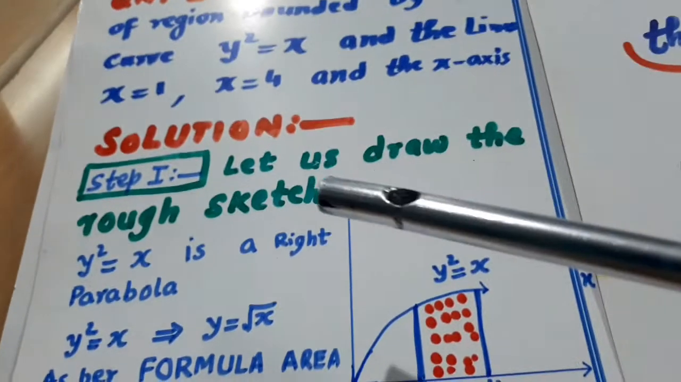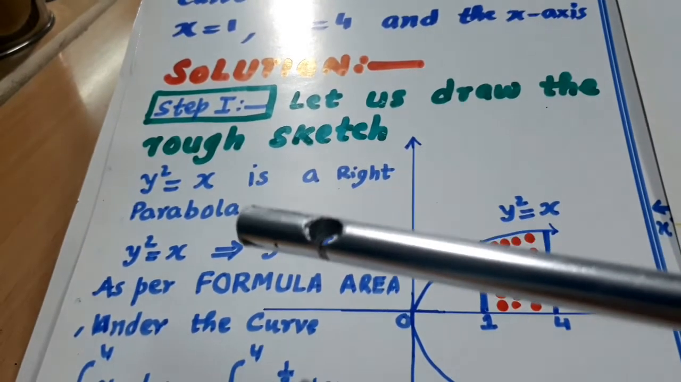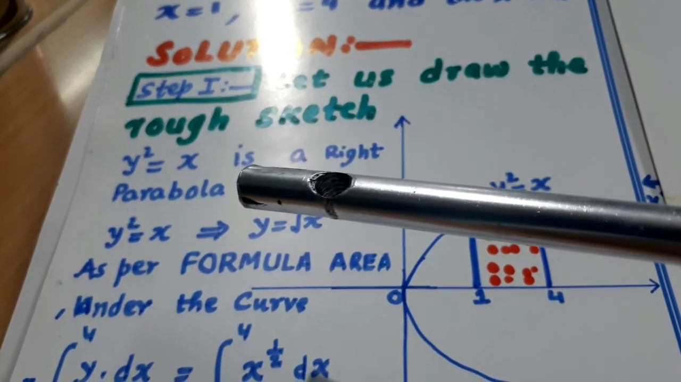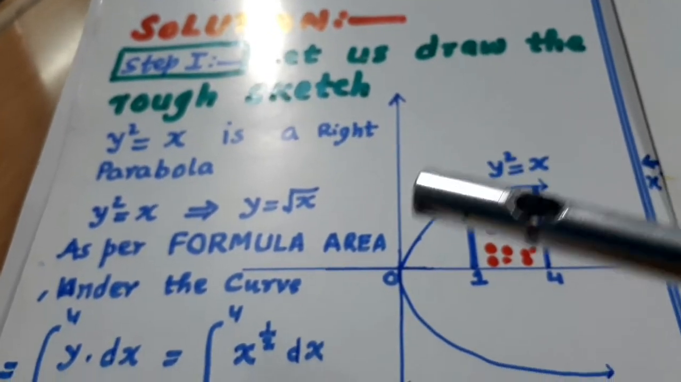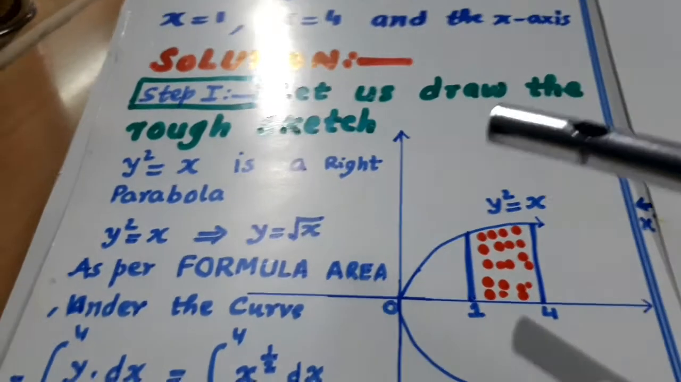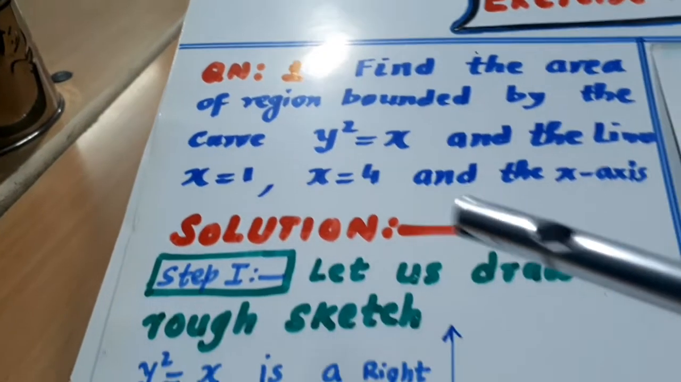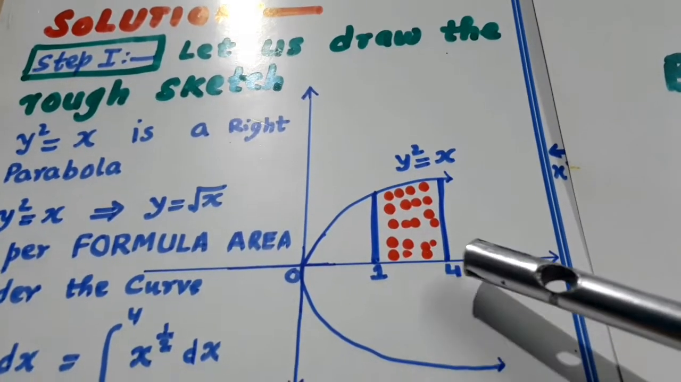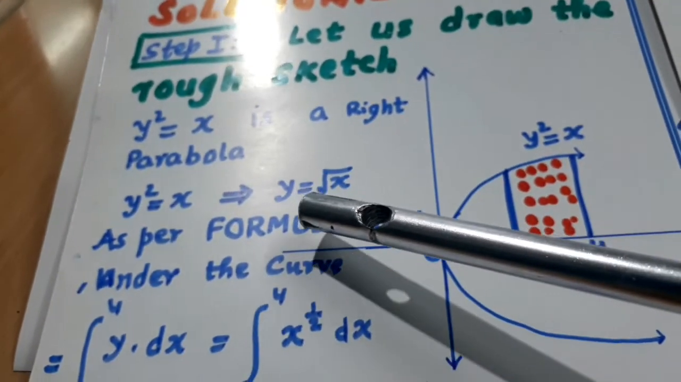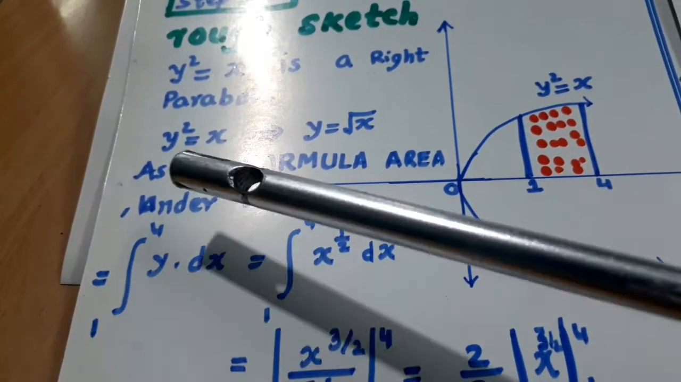Now step 1, let us draw the rough sketch. y square is equal to x is just similar to y square is equal to 4x. It is the right parabola, so I have drawn the right parabola. Limits are x is equal to 1 and x is equal to 4. This y square is equal to x is the curve, and we have to find the value of y. y is root x. So the formula is a to b y dx.